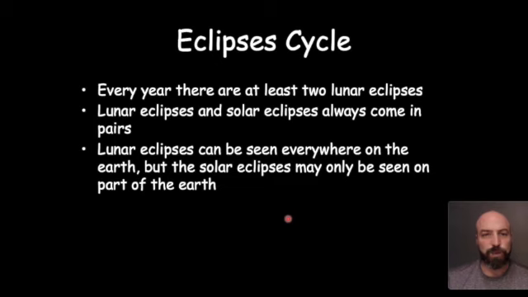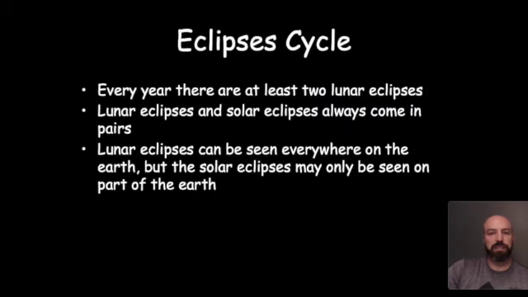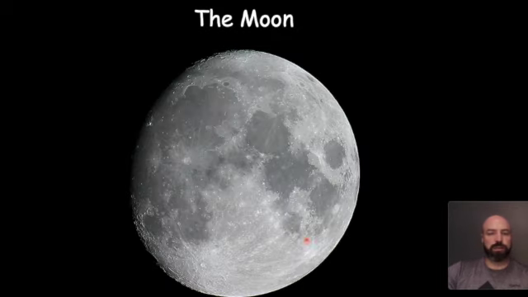But solar eclipses are only a very small path. Because the moon is so small compared to the light of the sun, it only covers that very small path. So if we go back to this, notice these little pathways as the shadow of the moon passes across the Earth. All right, so we're going to move into the specifics on the moon on the next video.